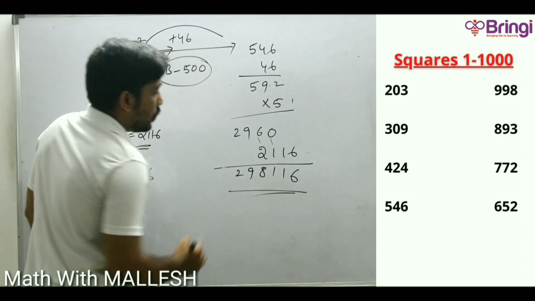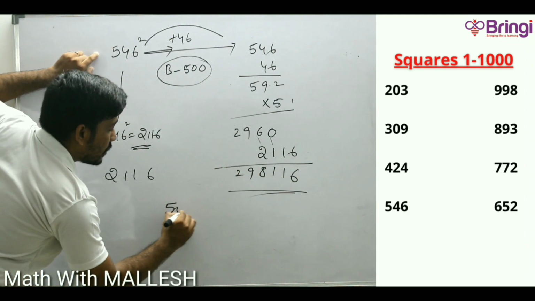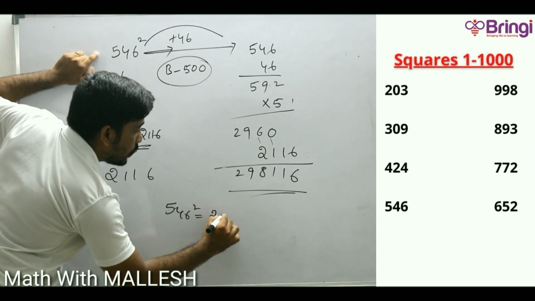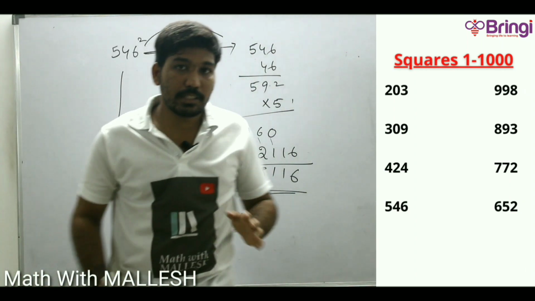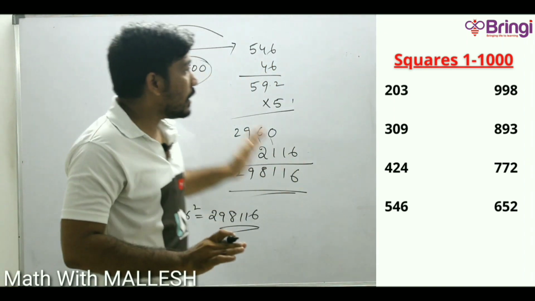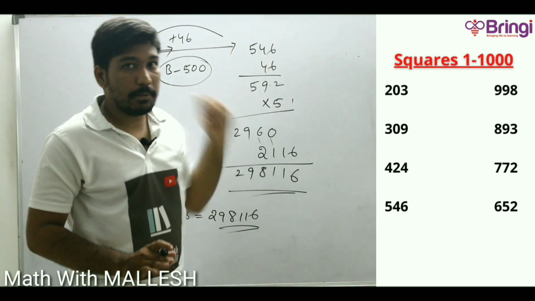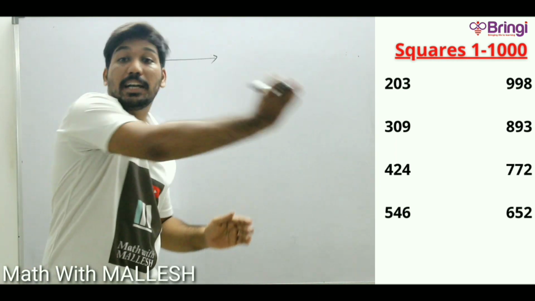So 6118. So 546 square is going to be 298116. I hope you enjoyed this part 1 and moving on to part 2, which is from the 50 to 100 base. Now we are going into type 2, 51 to 100 base.